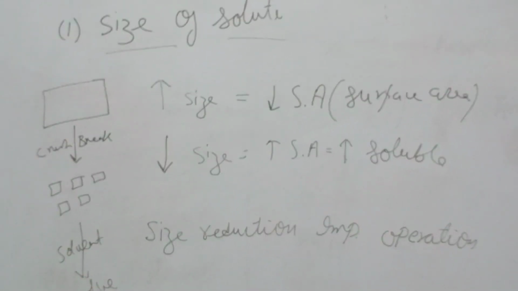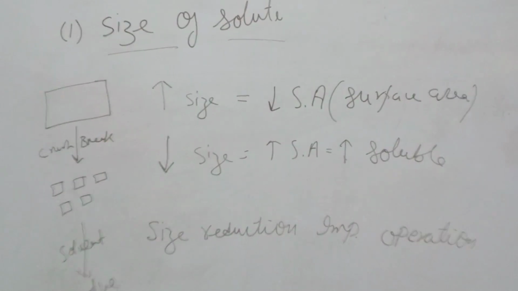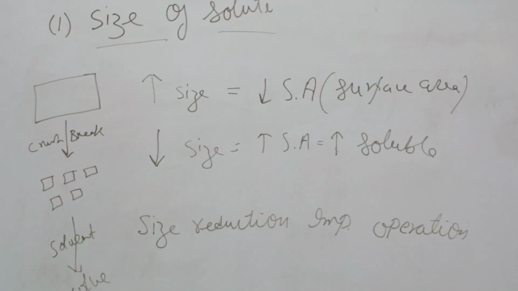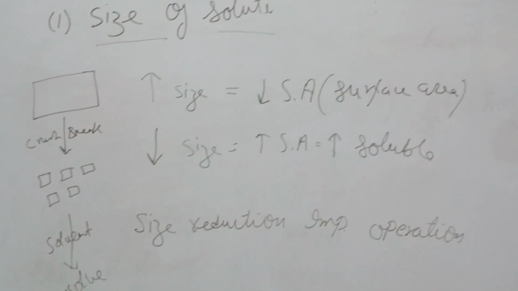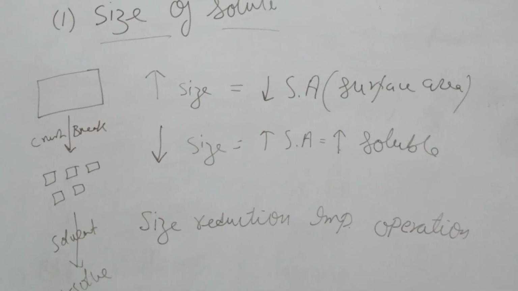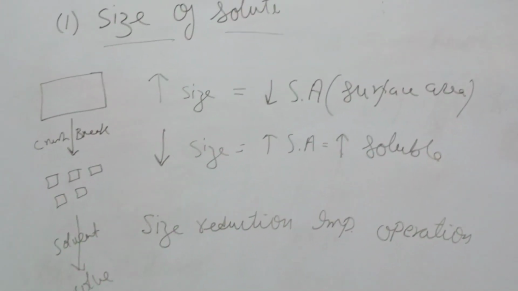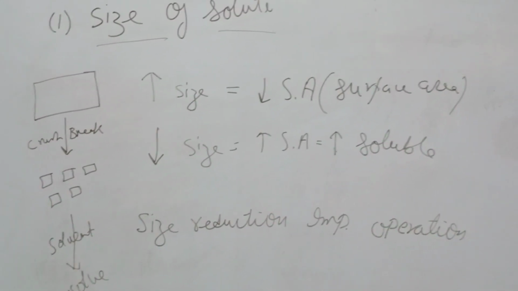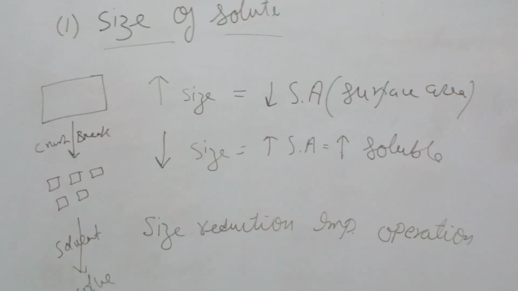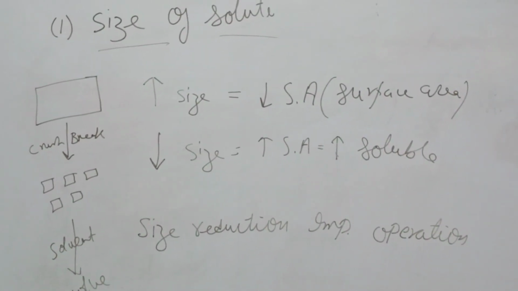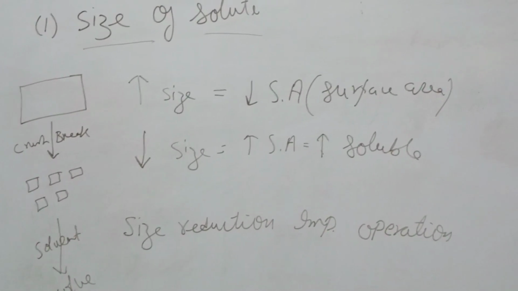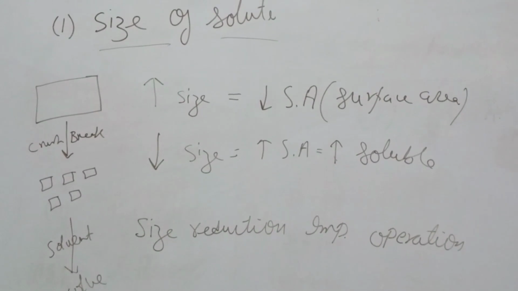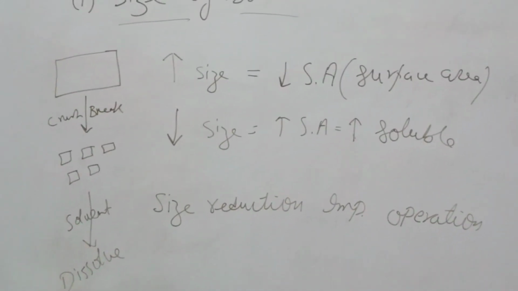So generally, as you know, in order to reduce the size, we make use of a unit operation process known as size reduction, which is an important unit operation that ultimately aims to reduce the size of a particle from larger particles to smaller particles. So I will here also explain diagrammatically how the size of a solute affects the solubility.